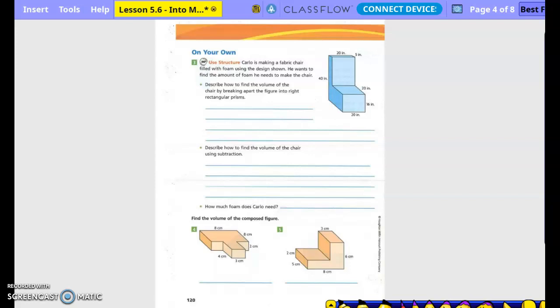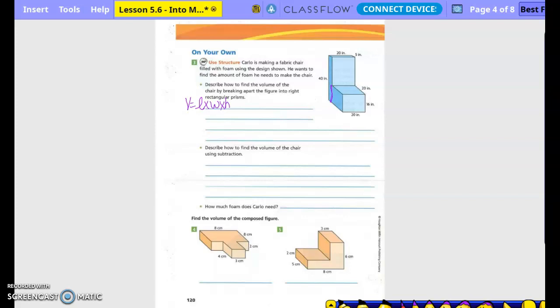Okay, so can we go ahead and break it apart right here and go vertically? Okay, so first of all, what is our formula? Volume equals length times width times height. Now, if we look at the next thing, it says describe how to find the volume using subtraction. So this way we're going to use addition, right?